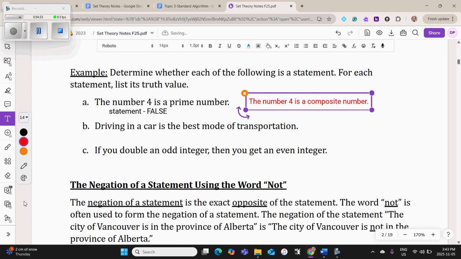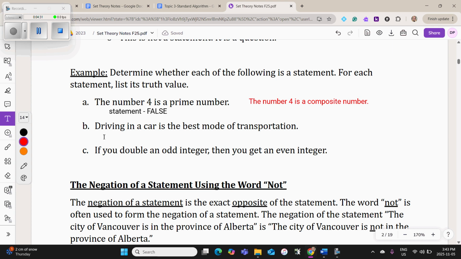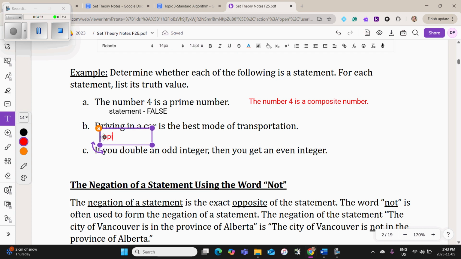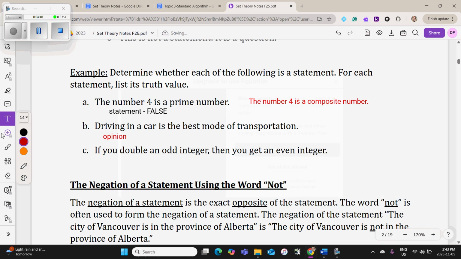All right, next example. Driving in a car is the best mode of transportation. So although you might think so, this is not a statement. This is an opinion. And then remember that opinions are not assigned truth values.